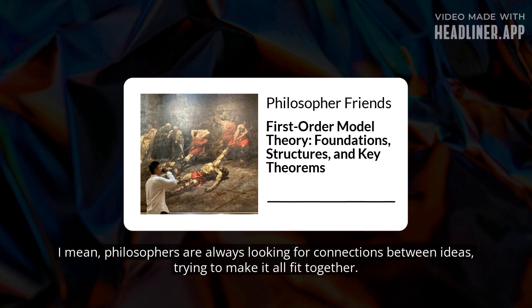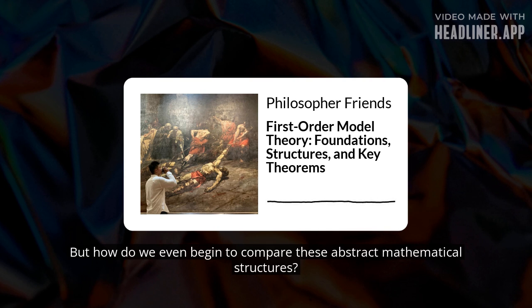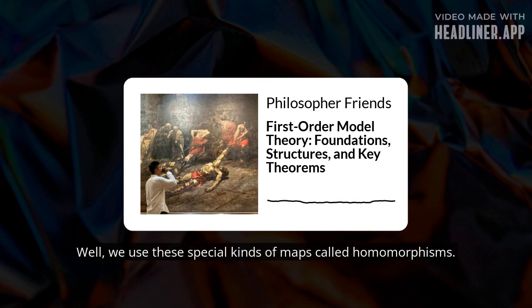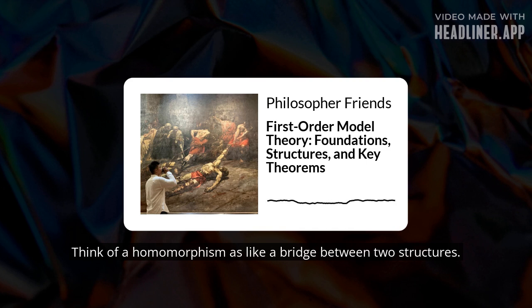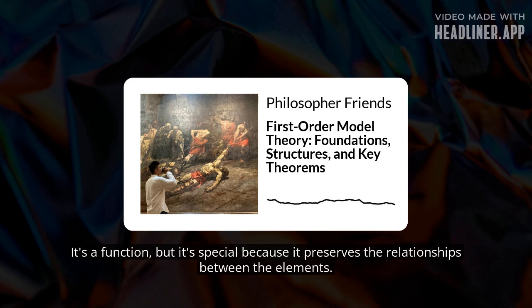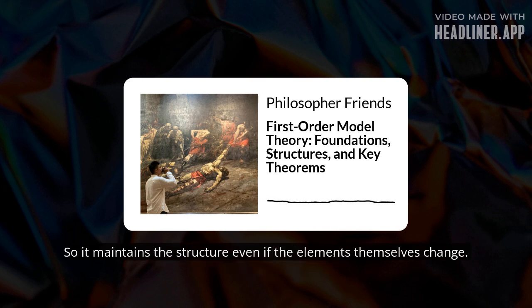That makes sense. I mean, philosophers are always looking for connections between ideas, trying to make it all fit together. But how do we even begin to compare these abstract mathematical structures? They seem so different. Well, we use these special kinds of maps called homomorphisms. Think of a homomorphism as like a bridge between two structures. It's a function, but it's special because it preserves the relationships between the elements. So it maintains the structure even if the elements themselves change.